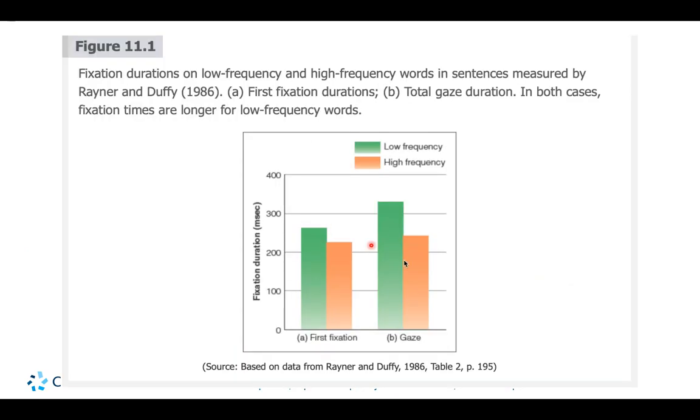So here's just some quick evidence for the word frequency effect. Here we can see that low frequency words, so words that are uncommon, have longer fixation durations, meaning we look at them longer as we're reading, than do high frequency words.